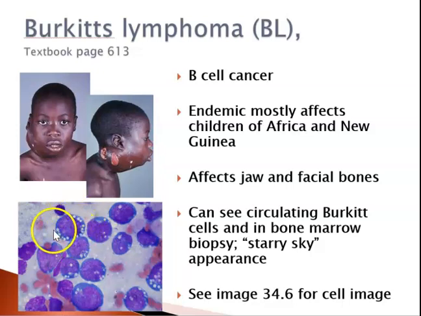These little dots that are on your cells or in your cells in the cytoplasm are what makes up the starry sky appearance. You can see some more images in your atlas for the Burkitt's lymphoma. Also, if you'll look up here in the top left-hand corner, you can see how the disease affects the jaw and facial bones of a patient with Burkitt's lymphoma.